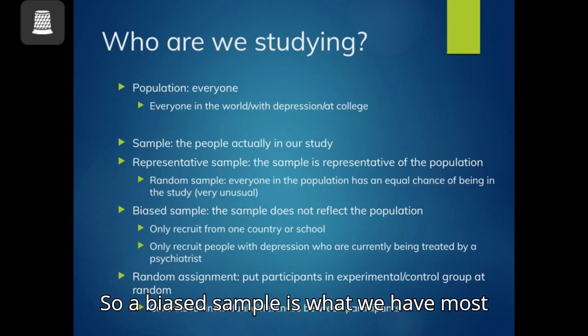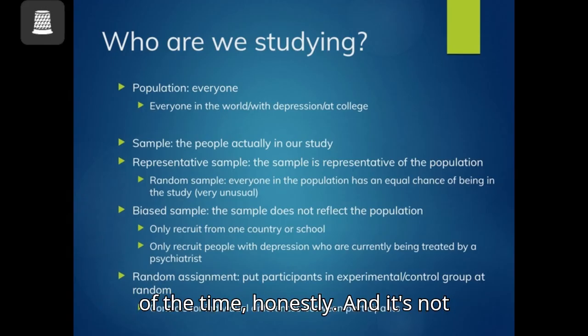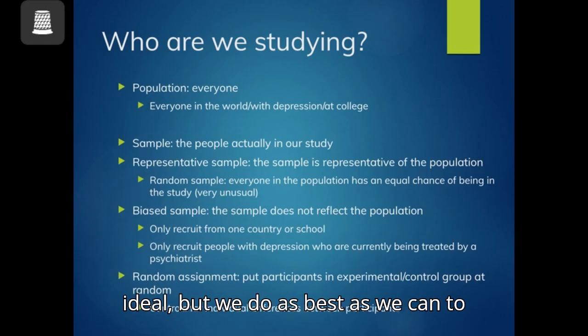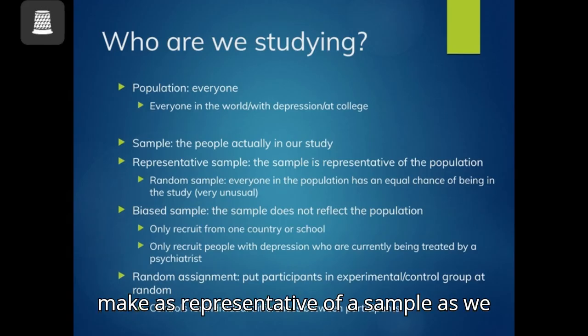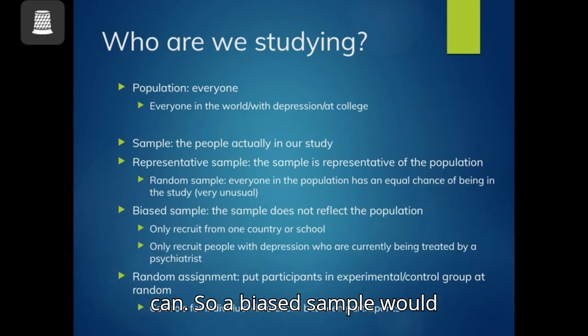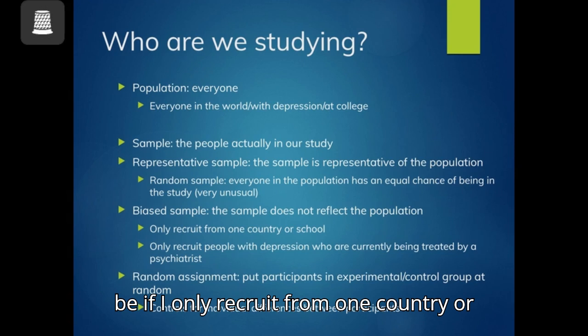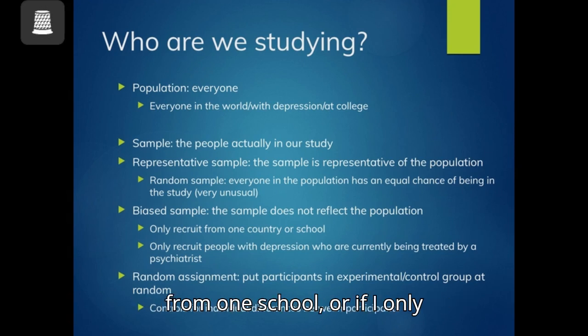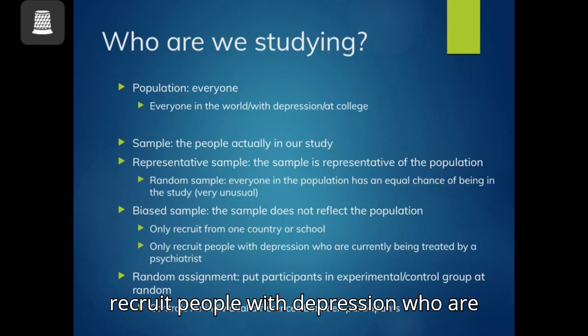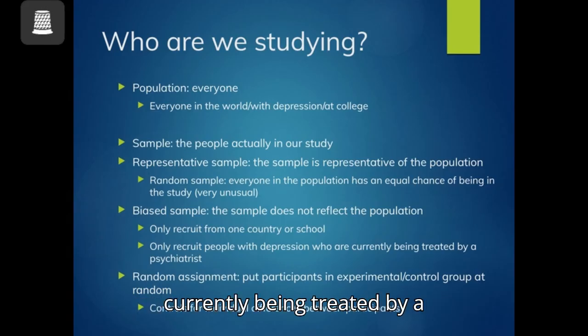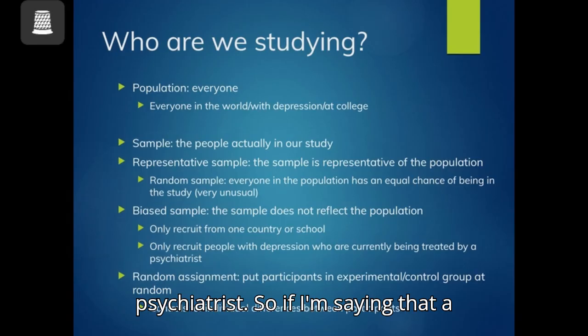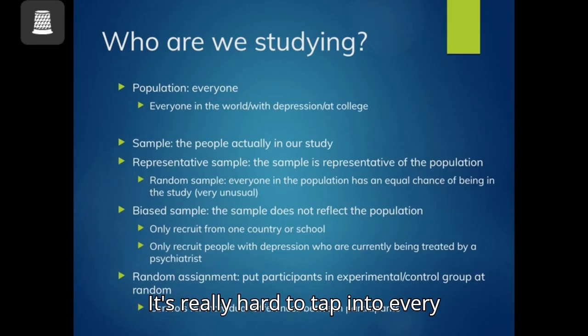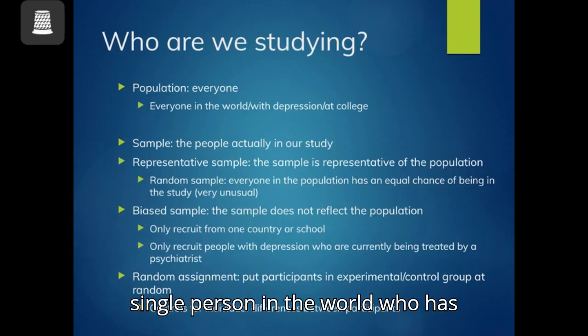So a biased sample is what we have most of the time, honestly, and it's not ideal, but we do as best as we can to make as representative of a sample as we can. So a biased sample would be if I only recruit from one country or from one school, or if I only recruit people with depression who are currently being treated by a psychiatrist. So if I'm saying that a medication works for depression, it's really hard to tap into every single person in the world who has depression.